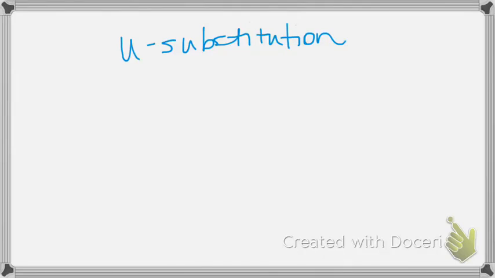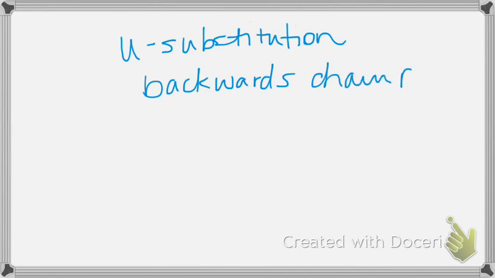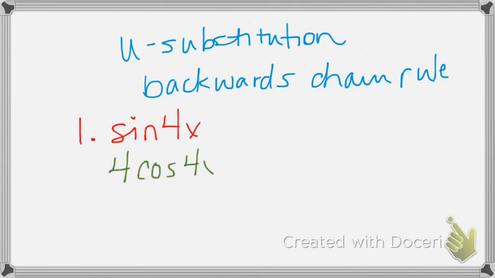Basically, use substitution. What it is, the backwards chain rule. So let's just remind ourselves real quick about what the chain rule is. If I have sine of 4x and I want to find the derivative, what would the derivative of sine of 4x equal? 4 cosine 4x, because you have to multiply by the derivative of the inside, right?